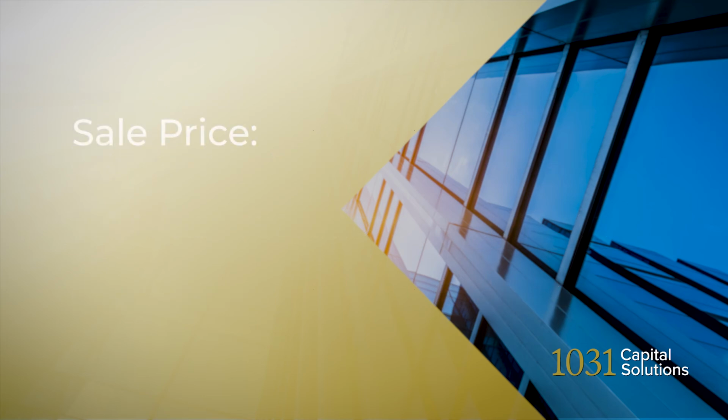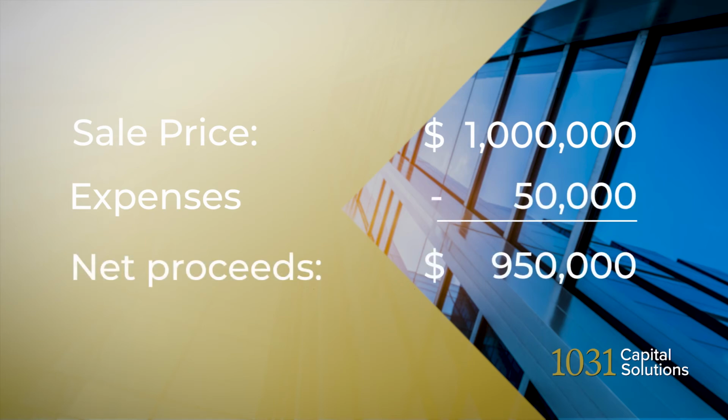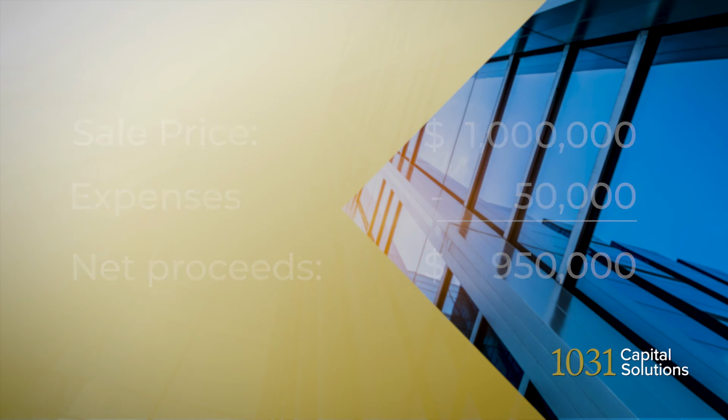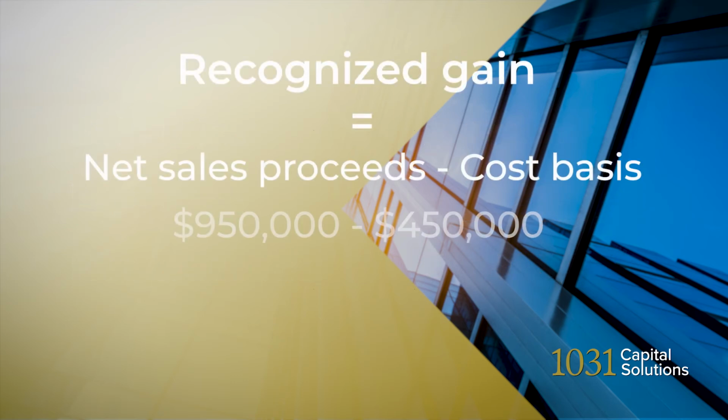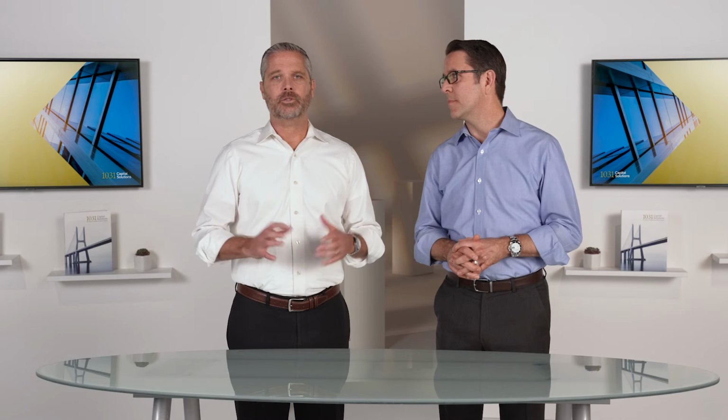Okay, now suppose you sold the property for $1 million using a discount broker. Your commissions and other costs are $50,000, resulting in net sales proceeds of $950,000. To calculate your taxable gain, we subtract your cost basis from your net proceeds for a final amount of $500,000. The next question is, how will your recognized gain of $500,000 be taxed?